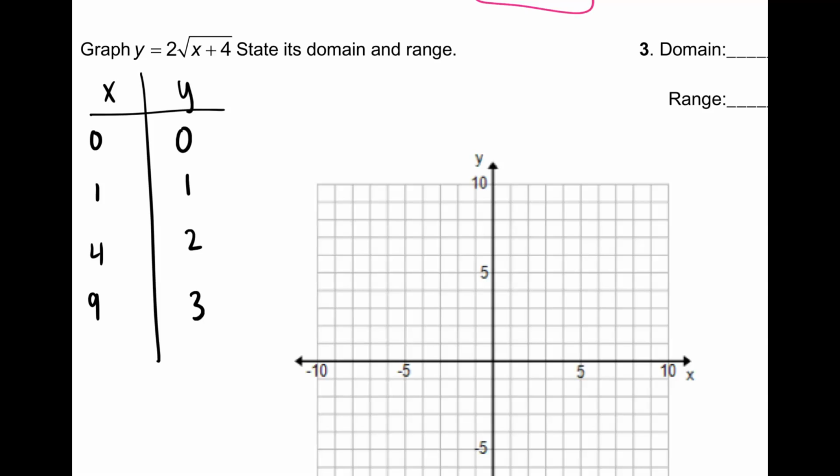Okay, I'm just plugging in my computer. Okay, here we go. Let's go. So, what is this doing right here? What's the plus 4 doing? Left by 4. Since it's a plus 4 inside the root, it's moving left by 4.